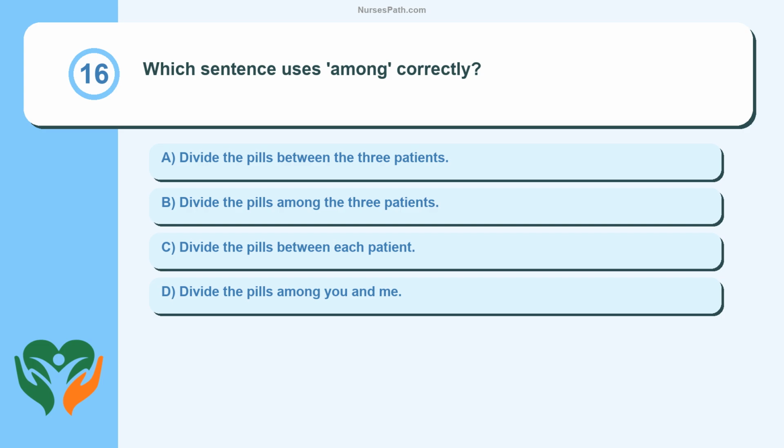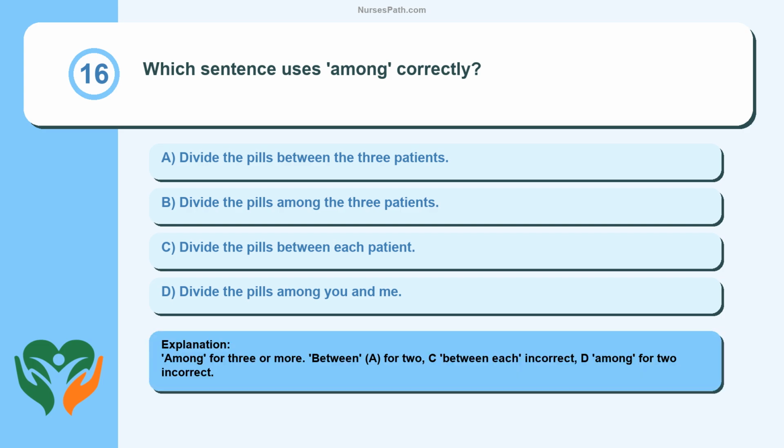Question 16. Which sentence uses among correctly? Divide the pills between the 3 patients. Divide the pills among the 3 patients. Divide the pills between each patient. Divide the pills among you and me. Among is for 3 or more. Between in A is for 2, C between each is incorrect, D among for 2 is incorrect.